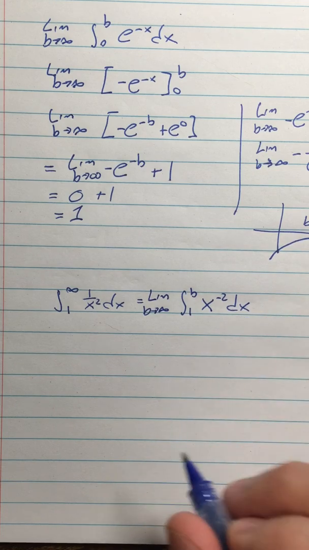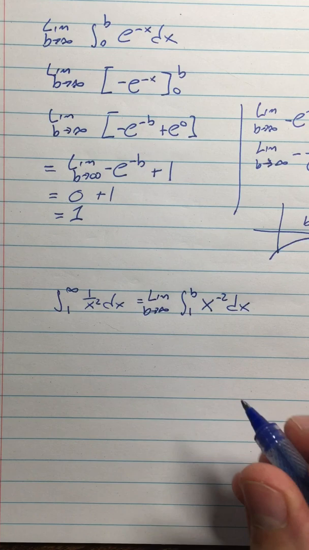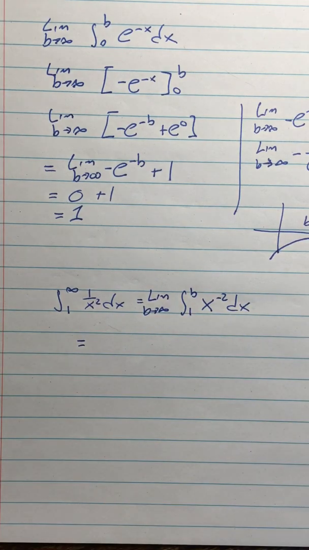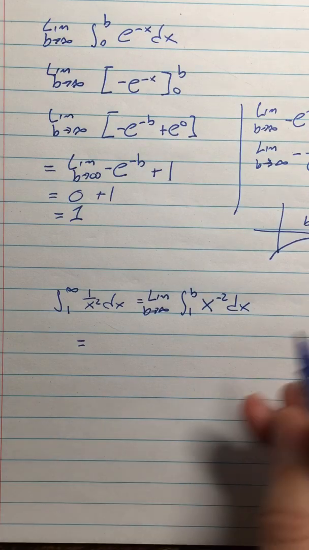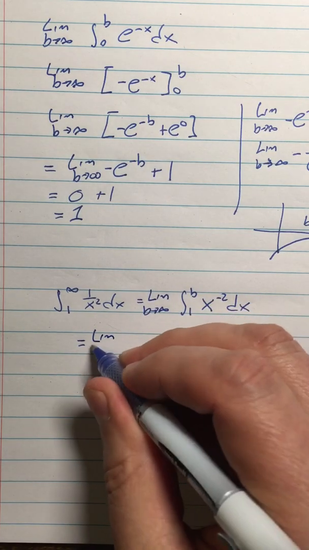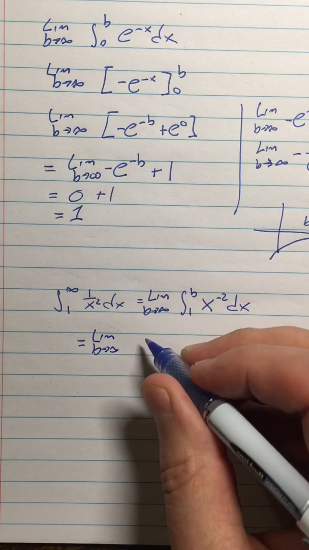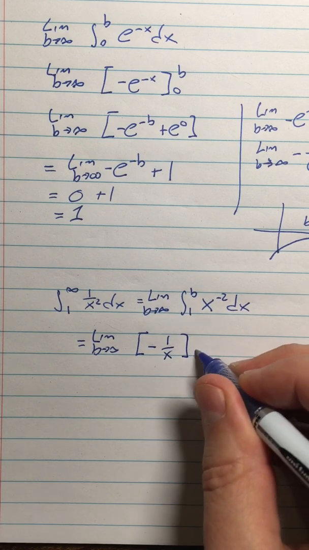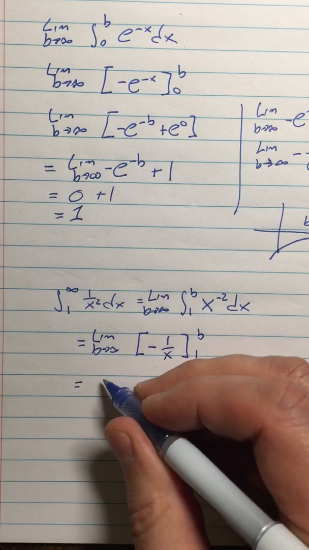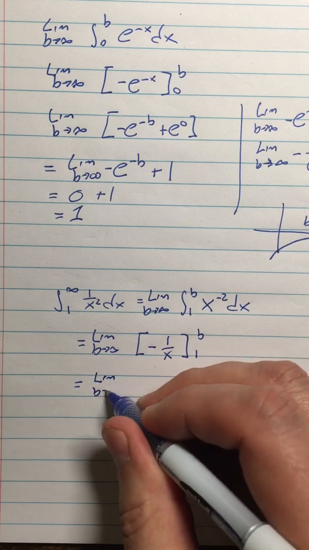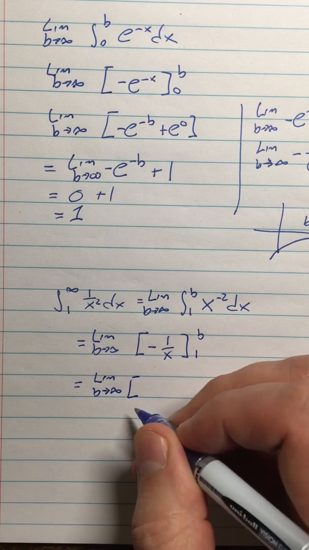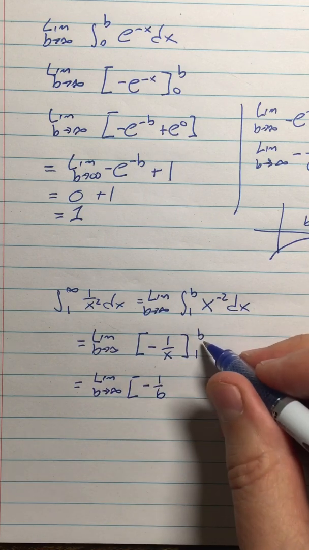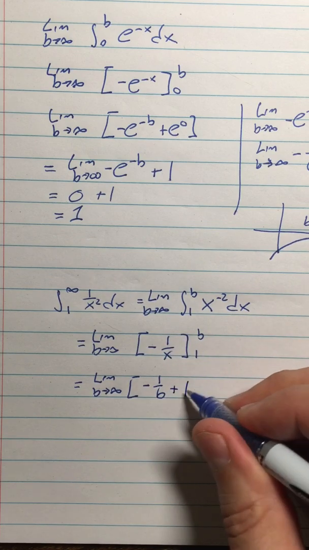Okay. And then that is going to equal... Let's get a little lost. That's equal to the limit as b approaches infinity of... so this antiderivative is going to be negative 1 over x from 1 to b. So that equals the limit as b approaches infinity of negative, plug in the b, negative 1 over b, and then it's going to be minus negative 1, so let's go ahead and put plus 1.